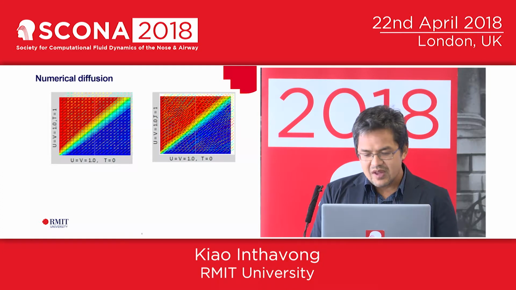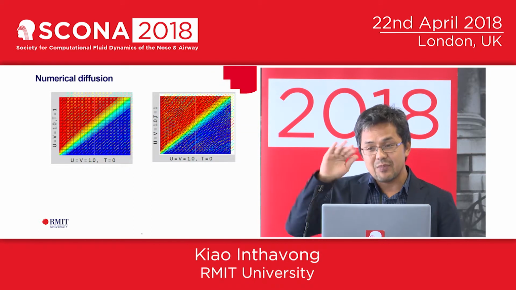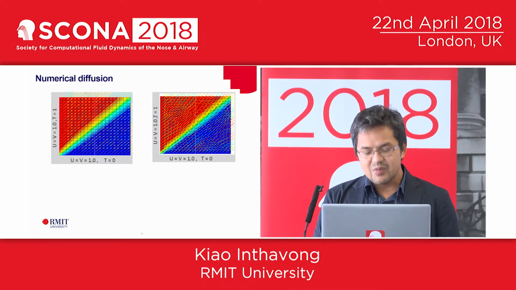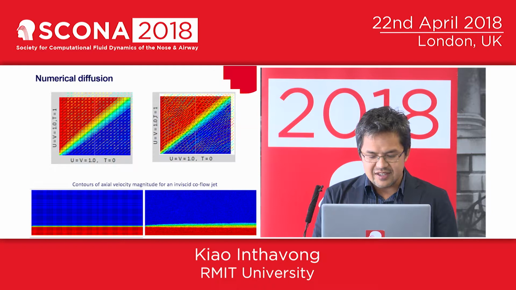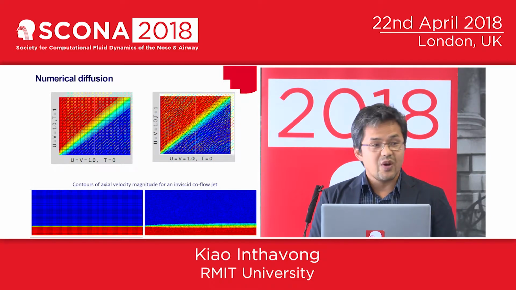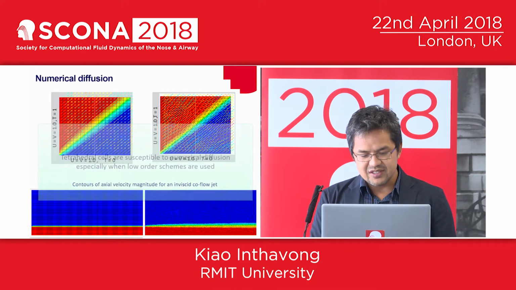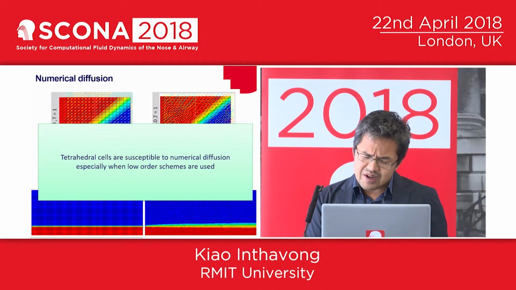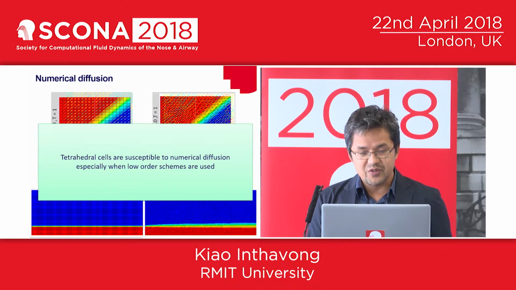But more, I guess, worse than that is when you start using tetrahedral meshes, and they suffer a lot with numerical diffusion. So you don't get that perfect step function that you're after, but rather a smearing effect at its interface. And this is another example. So structured mesh deals very well with numerical diffusion, but tetrahedral tends to suffer. So in that respect, we find that tetrahedral cells are very susceptible to numerical diffusion.